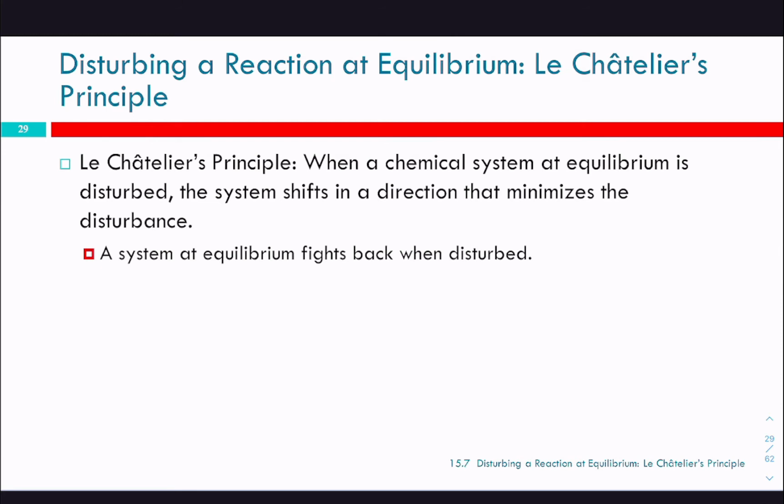So if we have a chemical reaction, it's at equilibrium, what happens if we push it, if we disturb that equilibrium? Le Chatelier's principle is this concept. What happens when we push the equilibrium, when we disturb it? When you disturb a chemical equilibrium, the system shifts in a direction that minimizes the disturbance. So a system at equilibrium fights back when disturbed. If you add more to a reaction, it's going to do whatever it can to reduce that amount that you added. We'll see what that looks like here in a second.